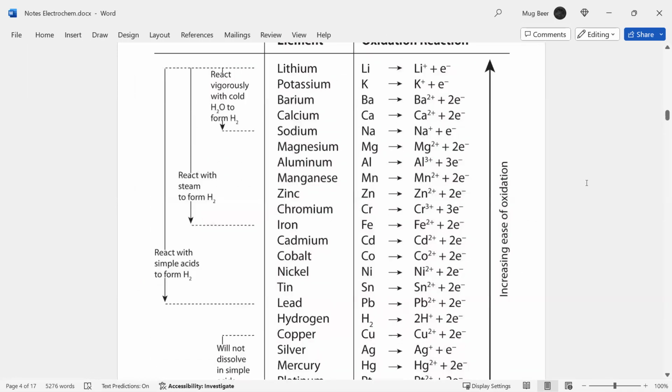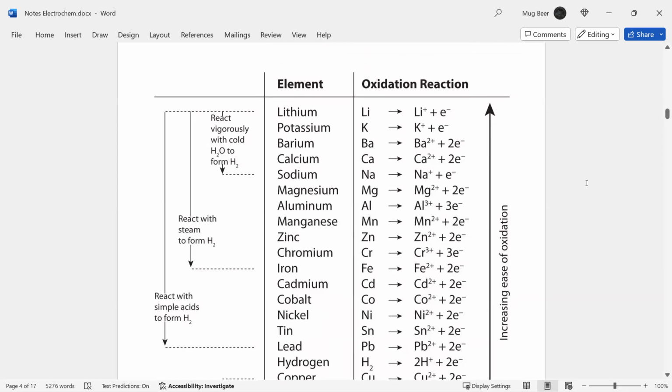Okay, so this is an activity series. The activity series can be written a couple of ways. This is an oxidation activity series, which means it's written with the arrow producing electrons. So what's happened to each of these metals is they've lost electrons. It could be written in the complete opposite direction, where they gain electrons. The orientation won't change, it's just what's happening. Are they gaining or losing electrons?